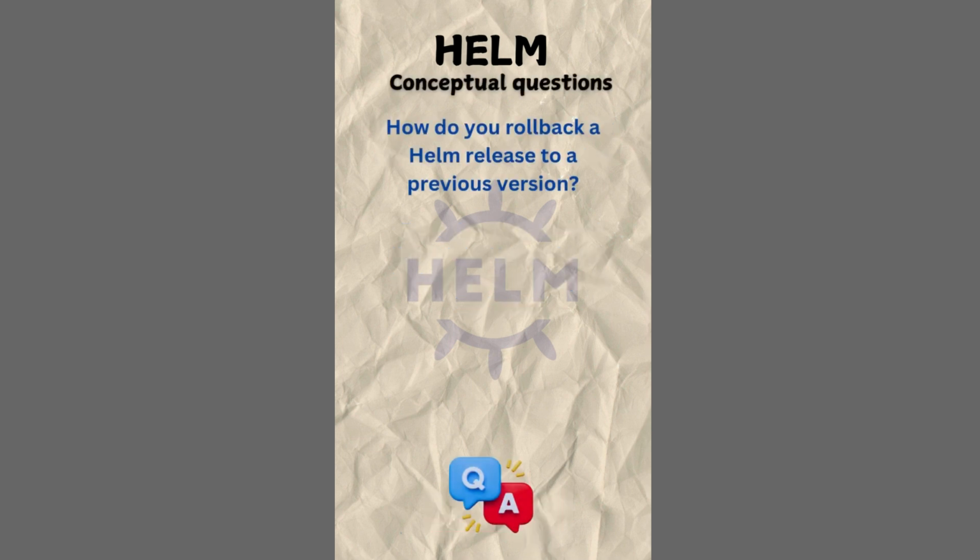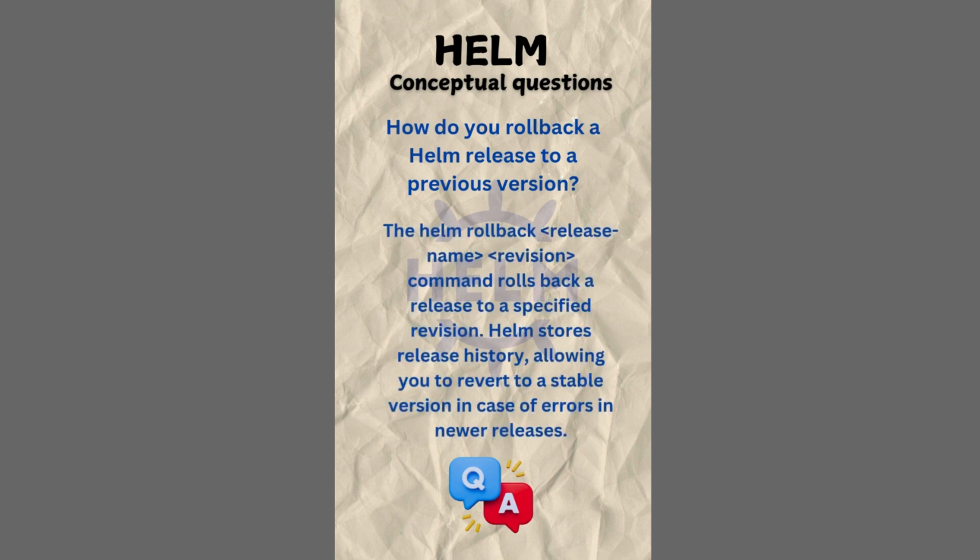How do you roll back a Helm release to a previous version? The helm rollback release-name revision command rolls back a release to a specified revision. Helm stores release history, allowing you to revert to a stable version in case of errors in newer releases.